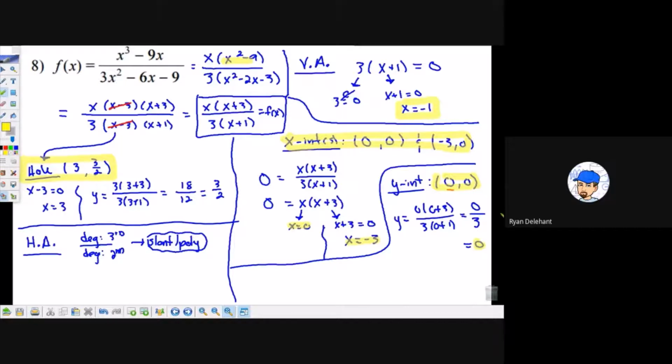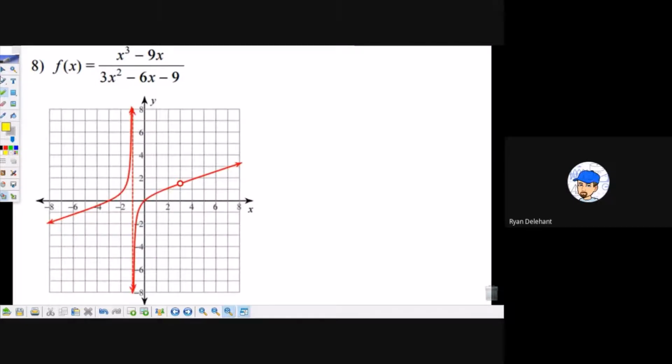So let's look at it. This is what the picture looks like. So here's our x equals -1 asymptote. Here's our x-intercept here of (-3, 0). Here it is again right here at (0, 0). There's the hole. That looks like it's at 3, what was it, 1.5? And all those things match up.